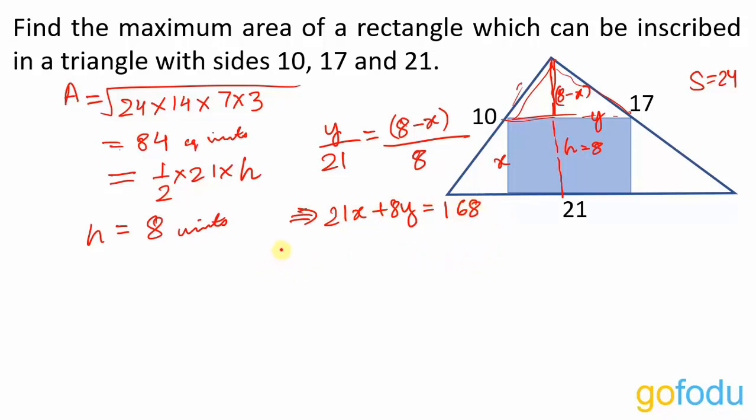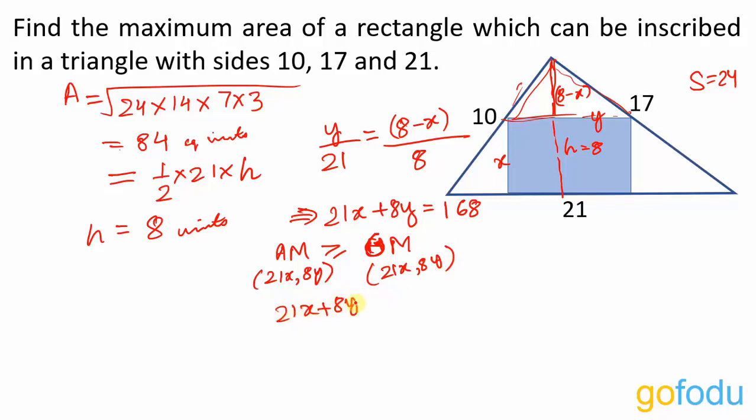Next we have the good old arithmetic mean greater than or equal to geometric mean. Arithmetic mean of 21x and 8y will be greater than or equal to geometric mean of 21x and 8y. So (21x plus 8y) upon 2, this is the arithmetic mean, will be greater than or equal to root of 21x into 8y.